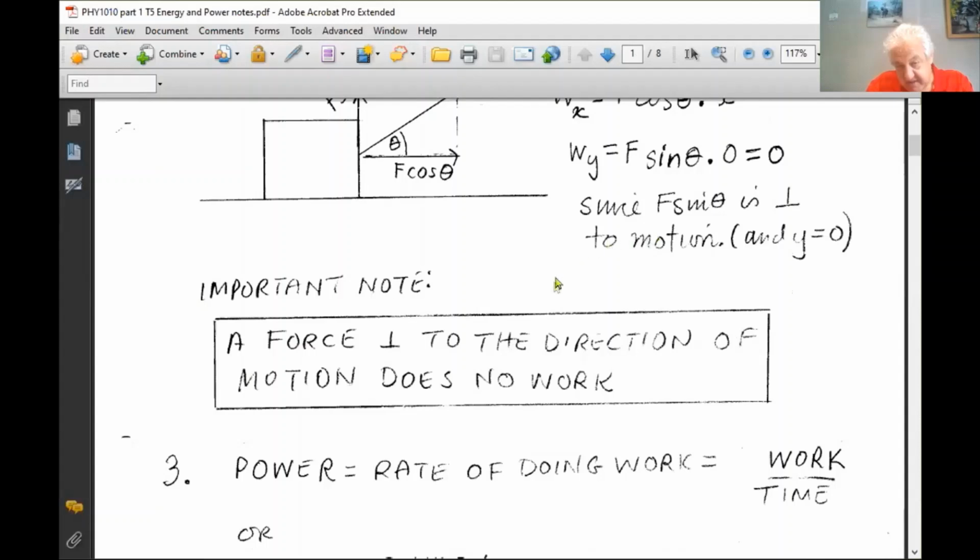So for a satellite that rotates around the Earth, the gravitational force is perpendicular to the satellite's orbit at every point. So no work is done by gravity as the satellite rotates around the Earth. This is because of what we have just said here.